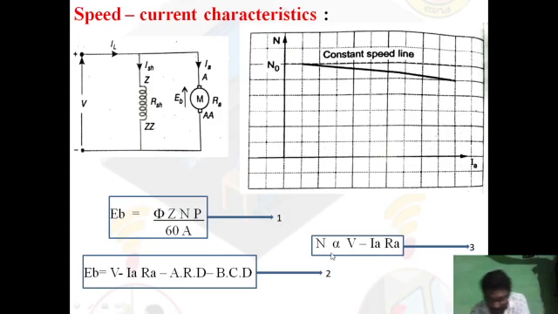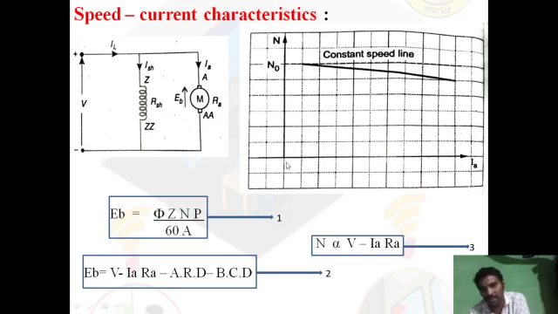I will repeat. As the load on the motor increases, IA increases. As IA increases, IA RA increases. As IA RA increases, V is constant. Therefore, the result of the RHS equation decreases. As the RHS decreases, which is directly proportional to speed, the speed of the motor starts decreasing with increase in load.